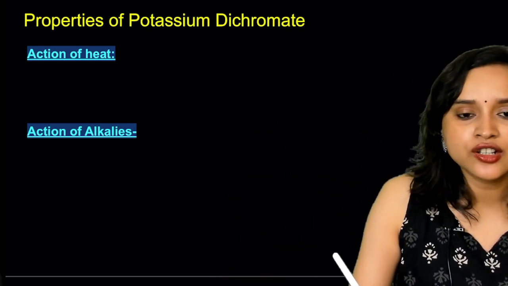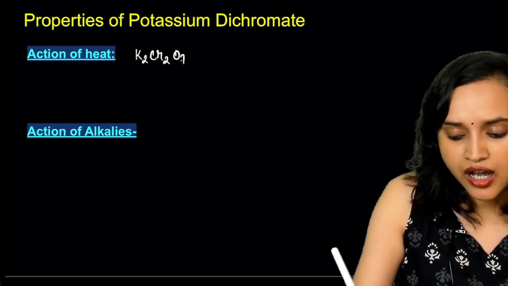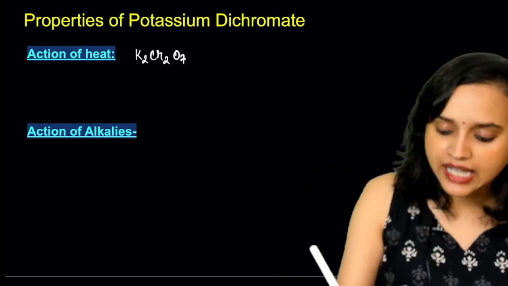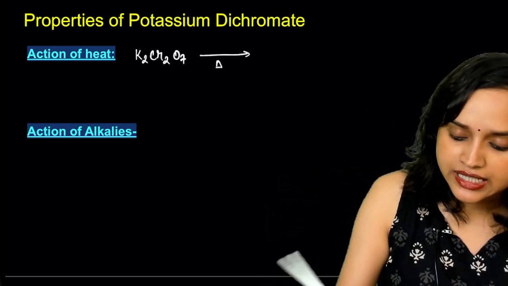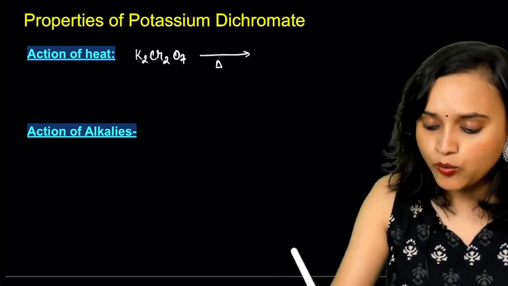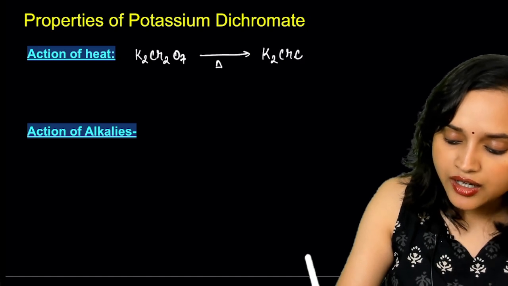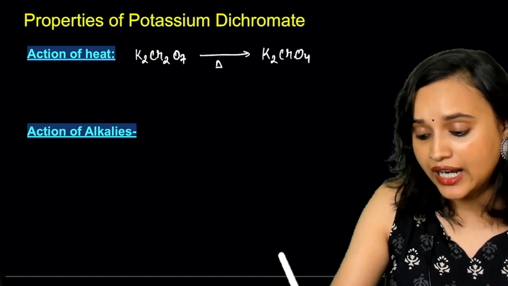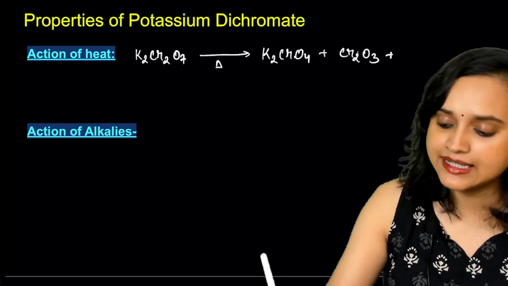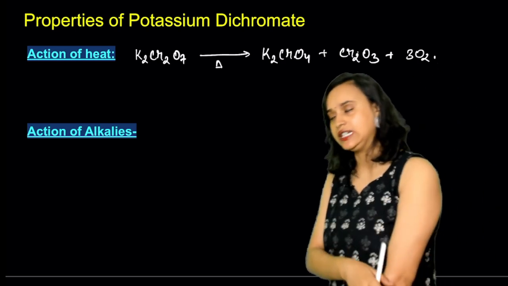Now, when it comes to action of heat, if you take potassium dichromate, that is K2Cr2O7, and what are we going to do? Action of heat. That means that you are only going to heat this. When you heat this, what do you expect? Decomposition. It will break down. Absolutely. What will it break down into? It is going to form K2CrO4. Yes, and with that you will also get Cr2O3 and some amount of oxygen as well. So this is the action of heat that you will get.